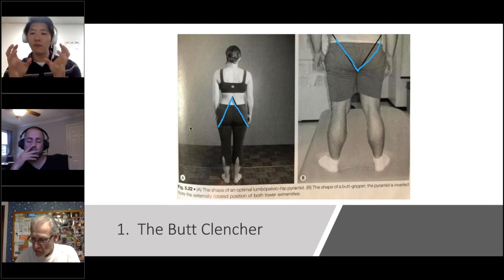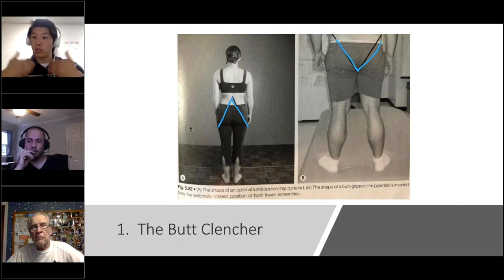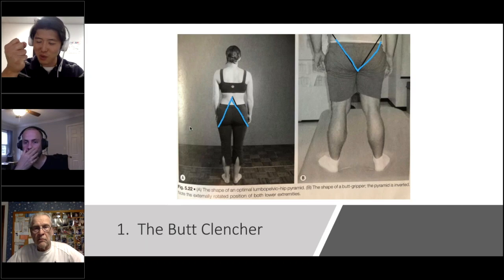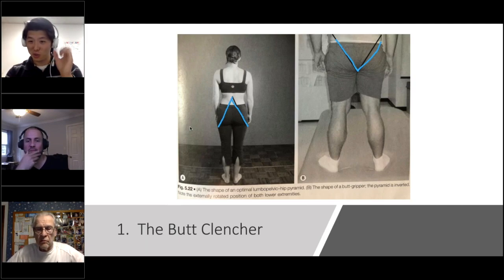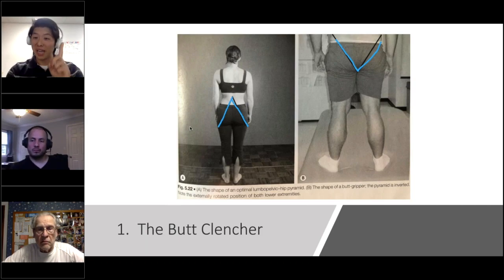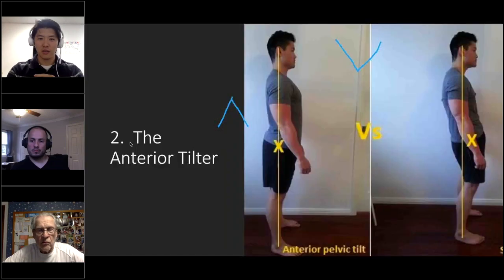So let's keep going. If you have a tendency, when you're doing any kind of exercise, for your glutes to be squeezing all the time, there's a good chance you're overutilizing your glutes, right? So that's one habit that we see a lot with chronic hip pain.